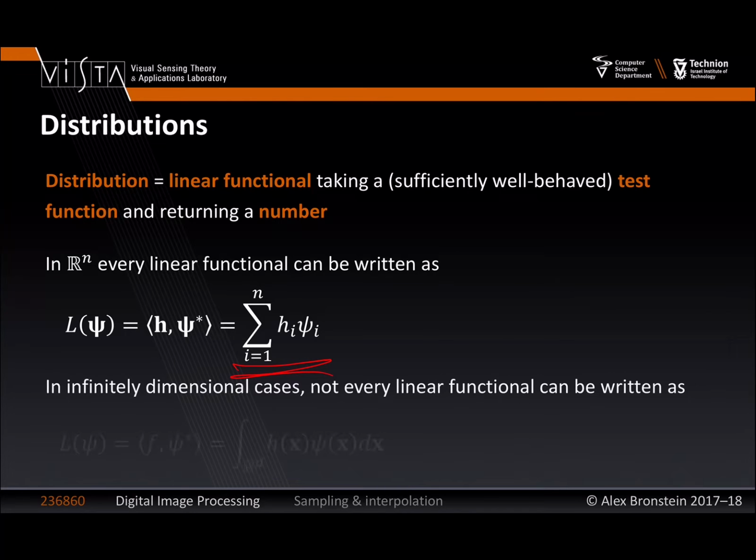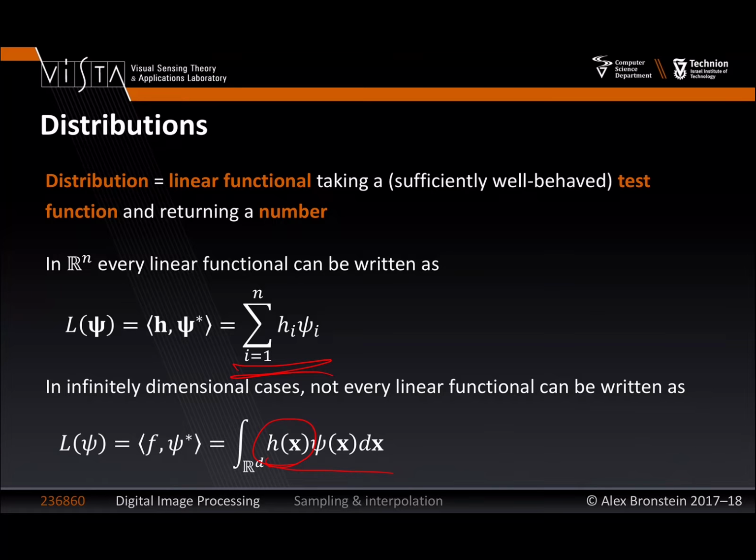Okay. What happens in the infinitely dimensional case? In the infinitely dimensional case, not every linear functional can be written in this form. There will be some linear functional for which h is not a function. And I will show you one egregious example, which will be the delta distribution. So for delta, you cannot write it in this form.